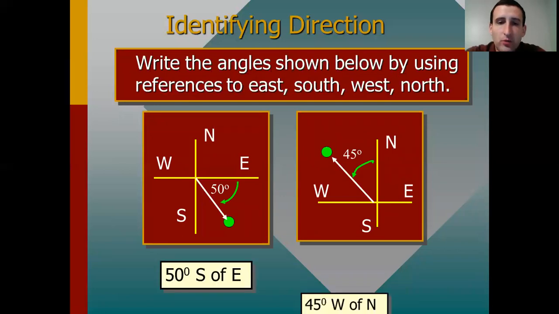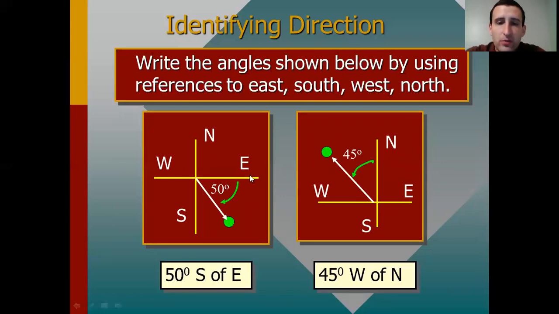So we start with the second direction. This would be starting in the east and measuring toward the south. So we're going to say south of east, and it's 50 degrees. So 50 degrees south of east. And likewise here, we're measuring toward the west. So it's west of north, 45 degrees west of north.